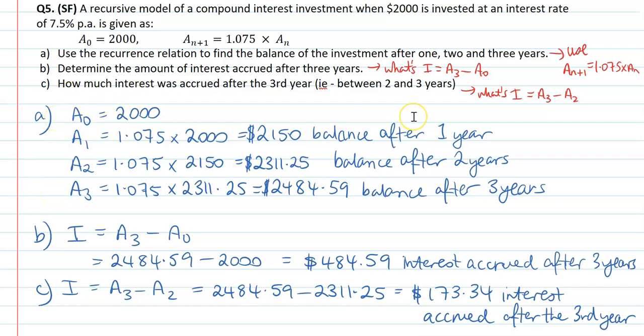And then part C is a little bit tricky. You just got to be careful of the wording. And it's between the 3rd and the 2nd year, how much interest was accrued during that time. So hopefully you got the same answers as me.